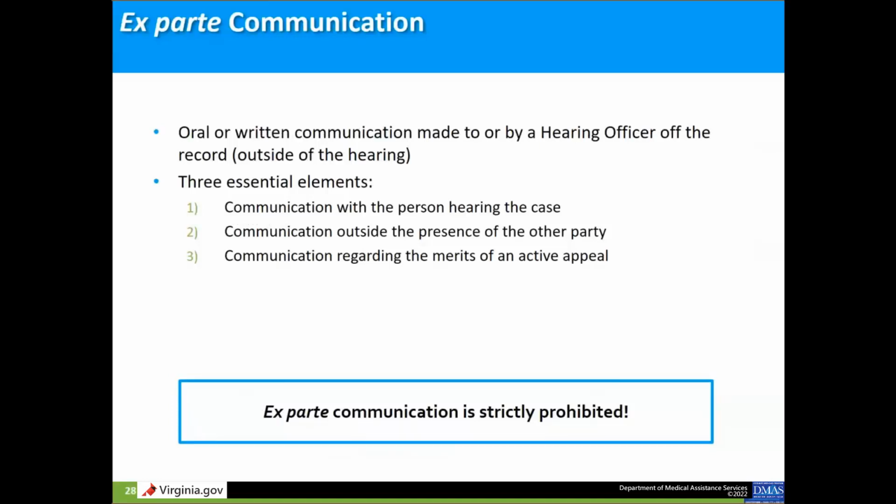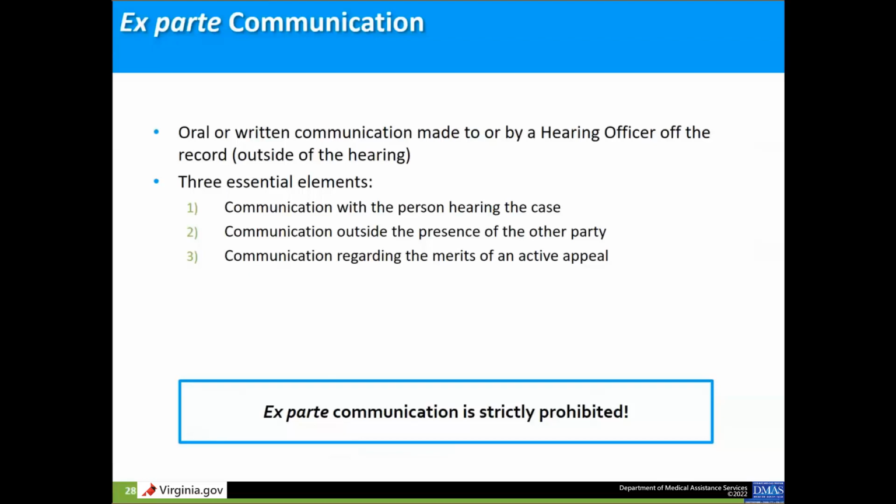Any written communication that is sent to the hearing officer must clearly be copied to the appellant and their representative. However, we prefer that any written communication be uploaded to the AIMS portal or sent to the Appeals Division at the appeals@dmas.virginia.gov email address so that it can be screened before it reaches the hearing officer.